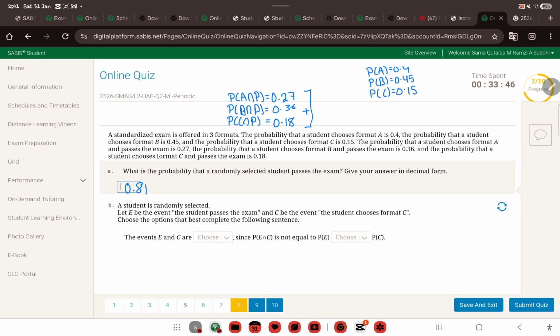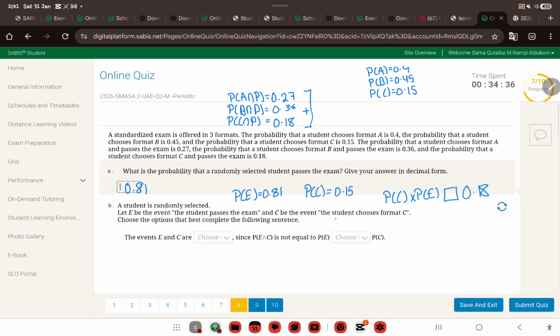A student is randomly selected. Let E be the event that the student passes the exam, which is 0.81, and C be the event that the student chooses format C. So P(C) equals 0.15. So they want us to see if the probability of C intersection E is a dependent or independent event. So the probability of C times the probability of E, compared with the intersection given, which is 0.18.